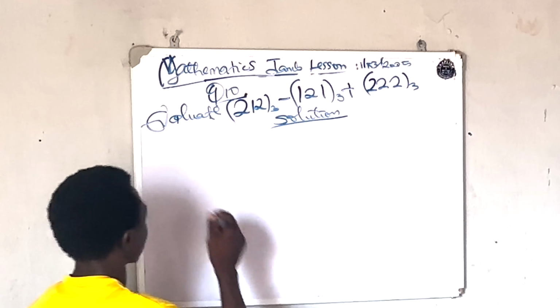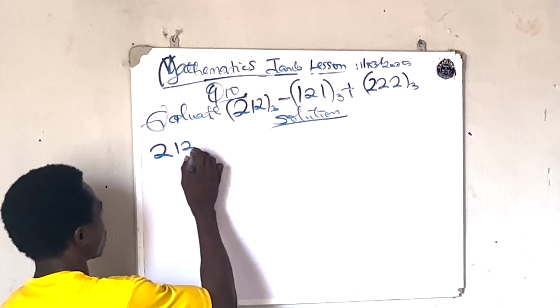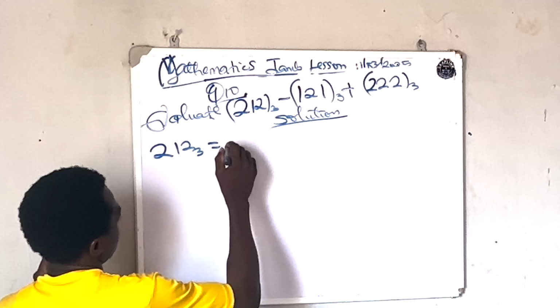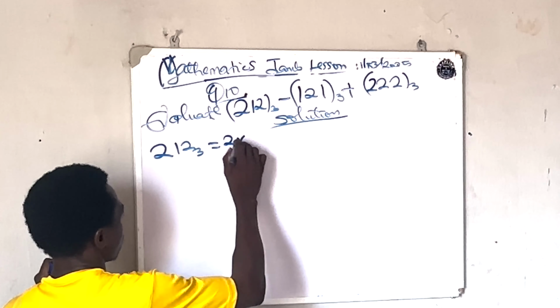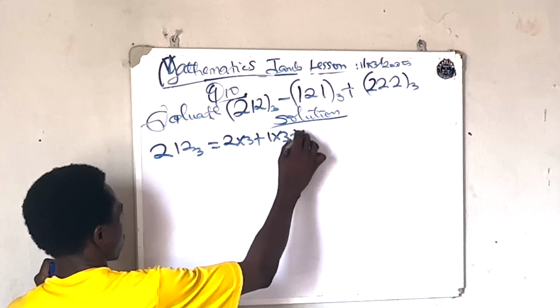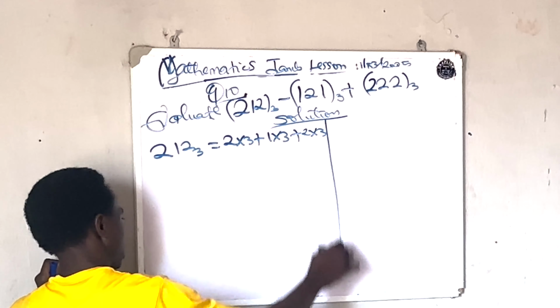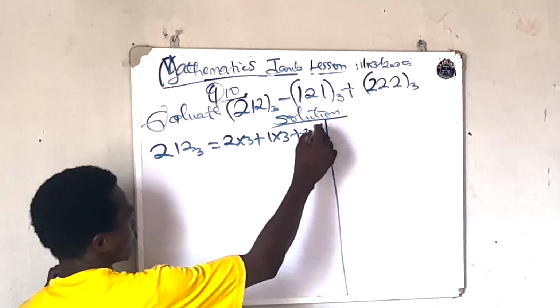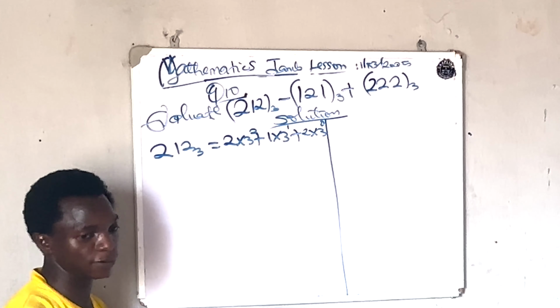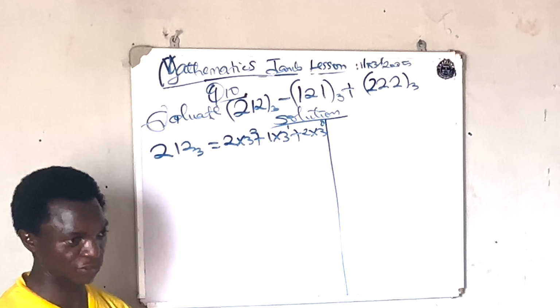Follow me. 2, 1, 2 in base 3. If I want to change it to base 10, I will have 2 times 3 plus 1 times 3 plus 2 times 3. That is the given base, starting with powers of 0, 1, and 2. I'm using the power expansion method to convert to base 10.